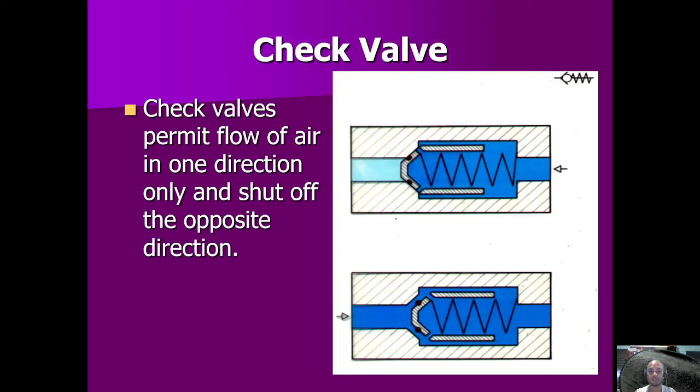In this check valve, if you put pressure on this side, the valve will close, right? But if you put pressure on the other side, there will be flow of pneumatic air. So this is a non-return valve or one-way valve, or also what we call a check valve, or sometimes it's called a shut-off valve, shutting off the opposite direction.